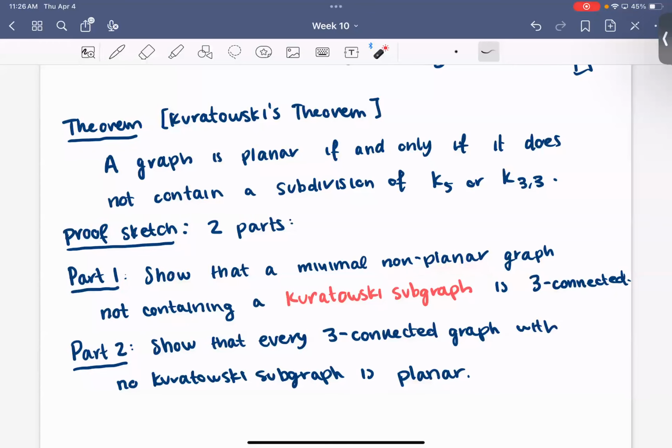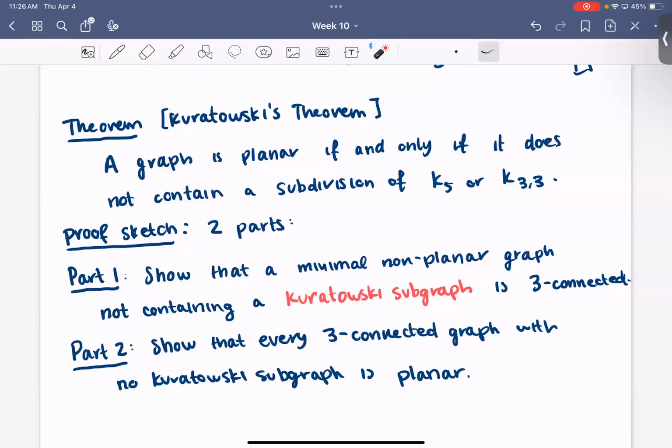Should I say that again? Suppose that you have a non-planar graph not containing a Kuratowski subgraph. Then it's 3-connected. But then by part 2, since it's 3-connected, it's planar. Does that make sense? Okay, so now I'm going to map out how we prove each of these two parts, now that we understand the general structure of the argument.